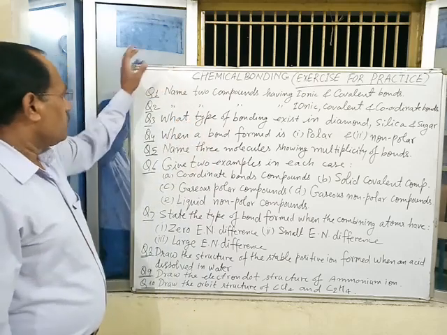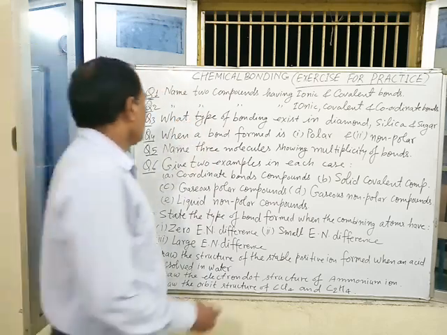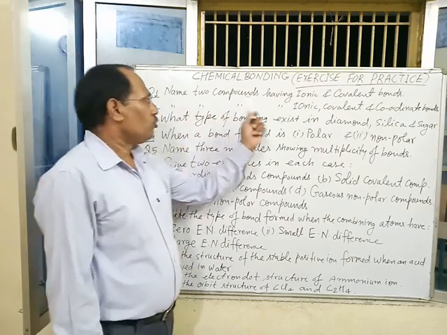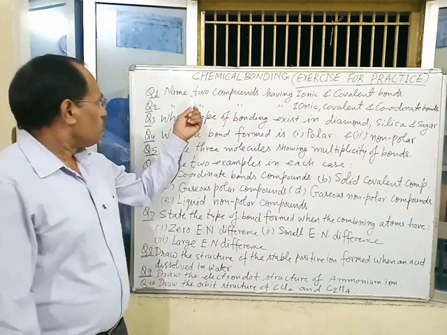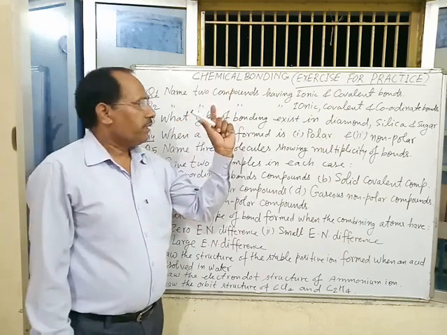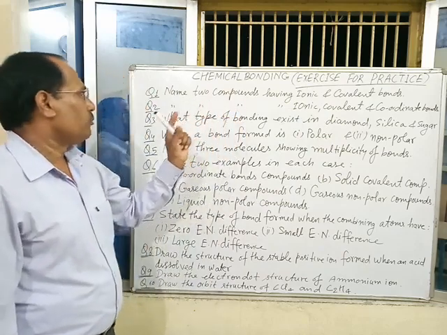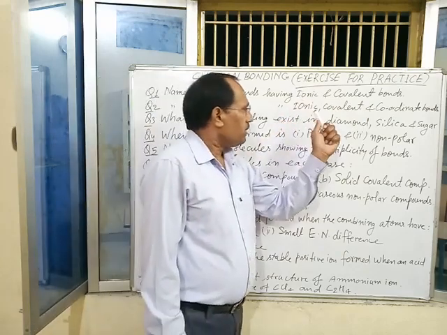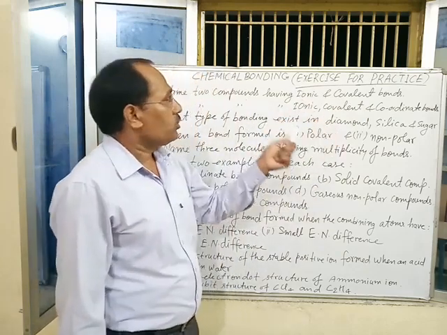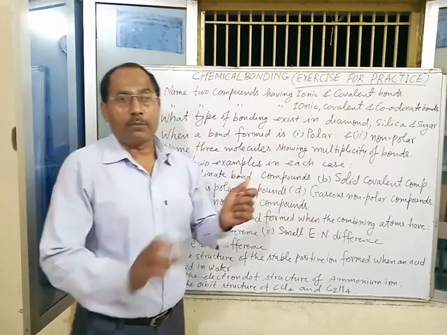On this topic, your first question is: name two compounds having ionic and covalent bonds. For this question, you have to write the chemical formula of two compounds in which ionic bond and covalent bond, both types of bond, are present in the same compound.